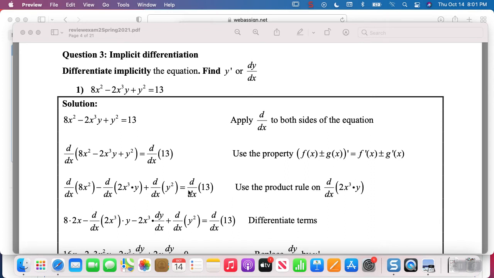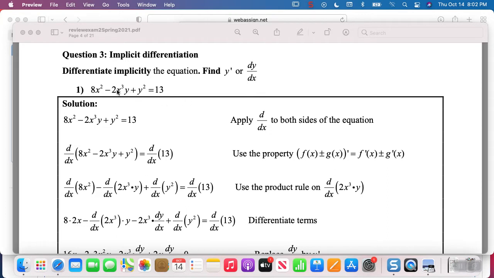Okay, so in this section we will discuss implicit differentiation. For instance, they give you the equation 8x squared minus 2x cubed y plus y squared equals 13. As you can see, this equation is not given explicitly for y. It's not solved for y. Yet the question is to find y prime, which is also called dy/dx.